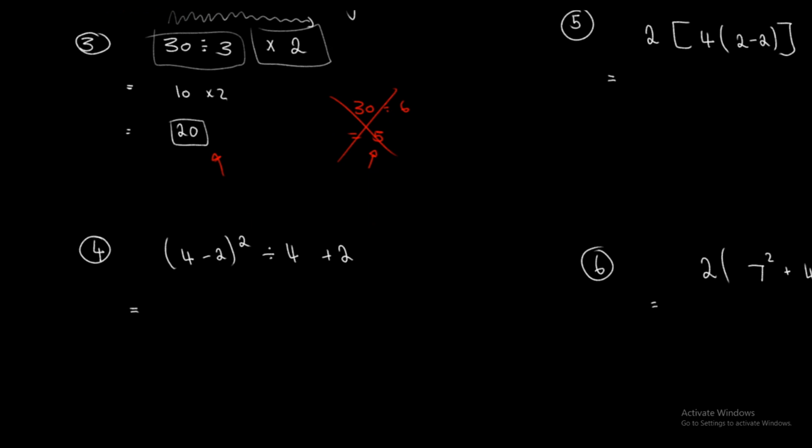Okay, next one. Now first, we see parentheses over here. Then we have an exponent. Then we have division. Then we have addition. You should start getting the idea now. So let's solve the inside first. This is going to give me 4 minus 2 is 2, squared, divided by 4, plus 2. In this case, it's going to be 4 divided by 4 plus 2, which then gives me 1 plus 2. So my final answer will be 3.